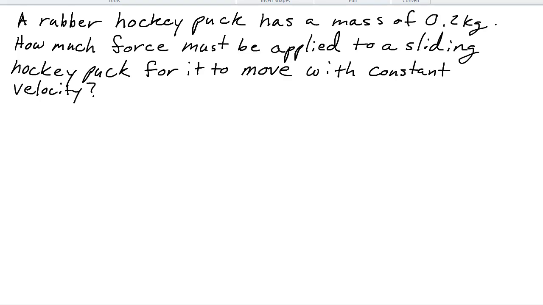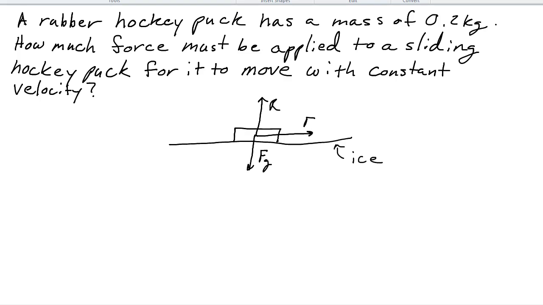Every time you have a force problem, we draw a free body diagram. Okay, so we have a surface that is ice. We have a hockey puck that is rubber. We have forces acting on our hockey puck. We have the force of gravity, which points straight down. It's sitting on the ice, and the ice is applying some reaction force to our hockey puck. We have an applied force, which is what we're trying to find. And we have the force of friction, which is something we don't know either.